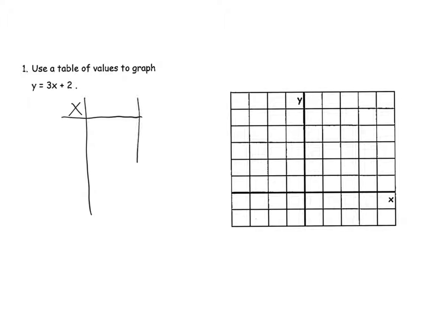So first you're going to make a table of values. 3x plus 2. We just do like a 0, 1, 2, 3. Sure, any numbers you like. I want you to pick 4 numbers, though. I'm going to choose -1, 0, 1, 2. Always pick 0, you guys. 0 is easy. It's quick math. 0 is always a good choice.